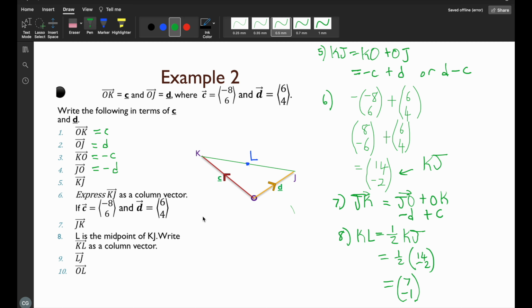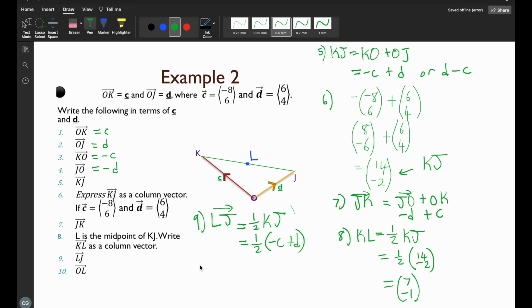Now for number 9, we have LJ. LJ is also half of KJ. But this time we want it not as a column vector, but in terms of C and D. We know KJ is minus C plus D. So all we have to put is half of minus C plus D. And that's number 9.